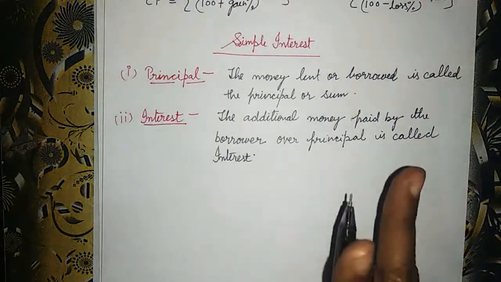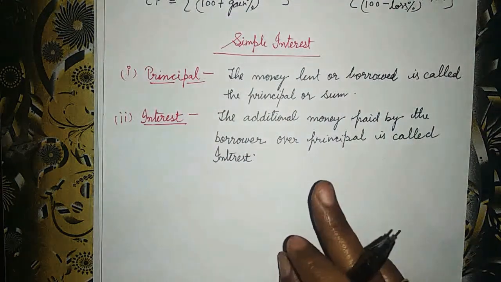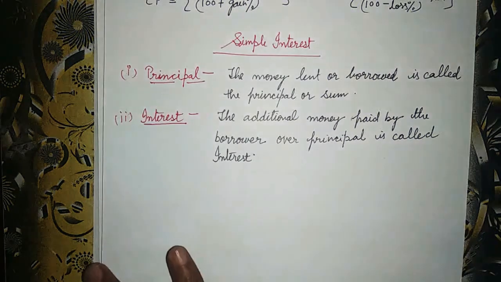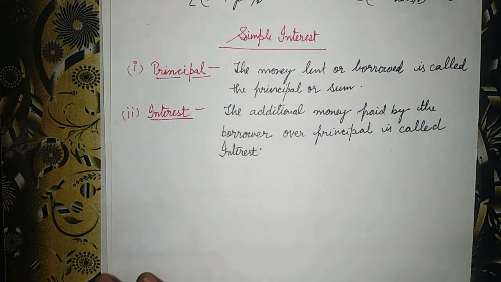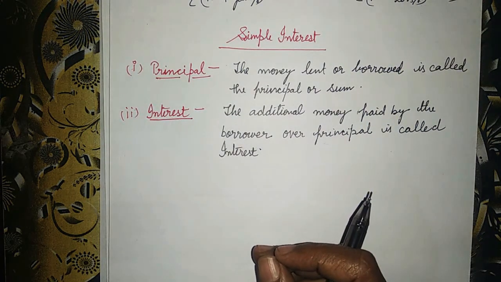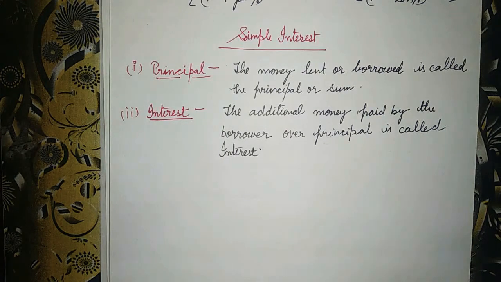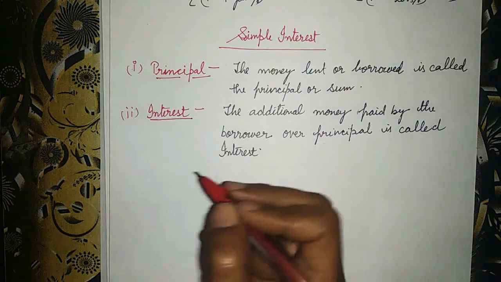Students, it is of two types: simple interest and compound interest. But this year, in this class, you will study about simple interest. In the next class, you will know about compound interest. After this, the next term is amount.